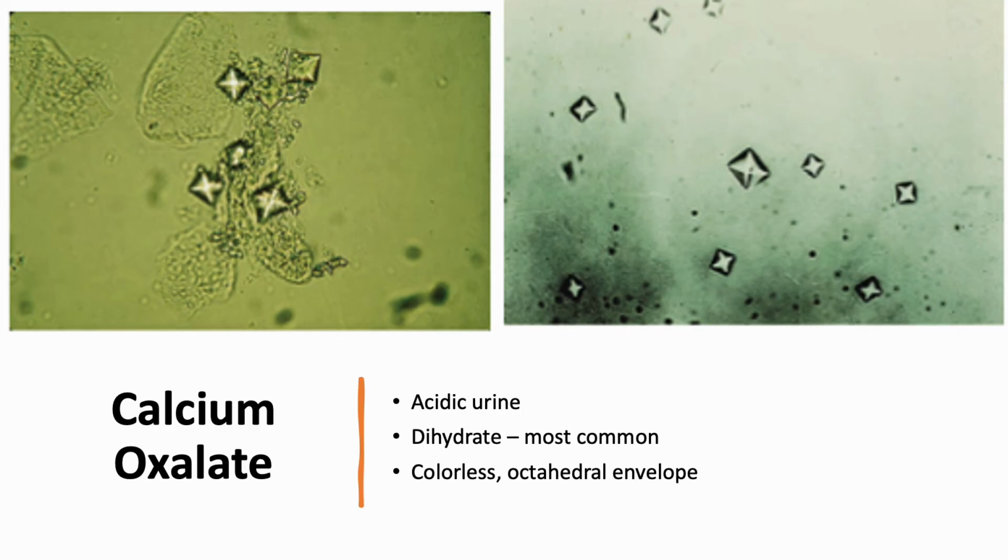Calcium oxalate crystals are commonly found in acidic urine, but can also be found in neutral or, rarely, in alkaline urine. The dihydrate forms are the most common ones. They appear colorless, octahedral envelope in shape, or as two pyramids joined at the bases. Clinically, they are associated with formation of renal calculi or intake of foods high in oxalic acid like tomatoes, asparagus, and ascorbic acid. The oxalic acid is an end product of ascorbic acid metabolism.